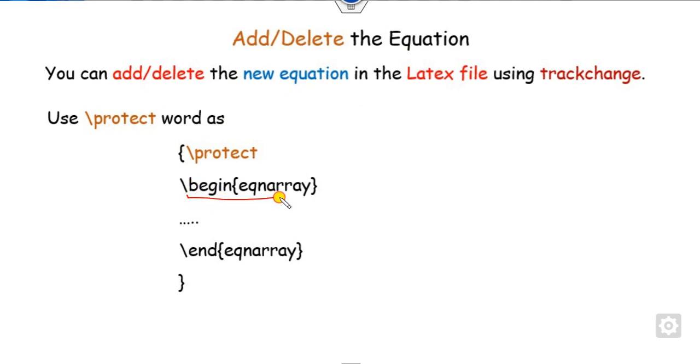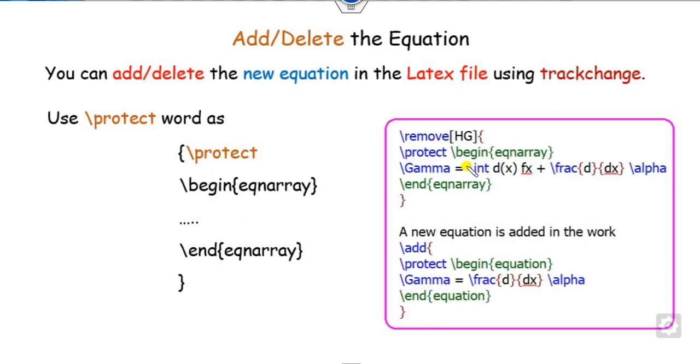Whatever you have written as a begin equation, end equation, you have to write here as protect. For example, like this. This is the begin equation, end equation. You have to write the first line as a protect. Similarly, if you write new equation, you have to write here as a protect.